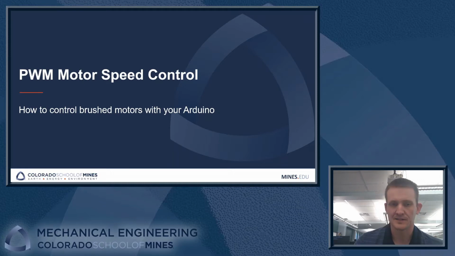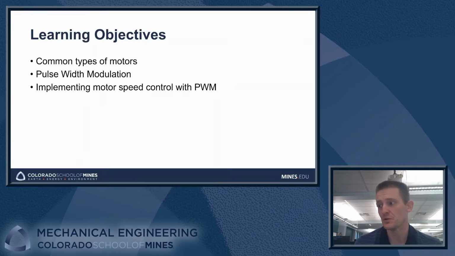So what I'd like to talk about today is, first of all, some common types of motors that you might run into when you're working on projects. We'll talk about pulse width modulation, how we use that to control the speed of a motor, and then we'll finally talk about implementing that speed control with PWM, and I'll have a demonstration showing how we control the speed of a windshield wiper motor using a transistor and pulse width modulation on the Arduino.